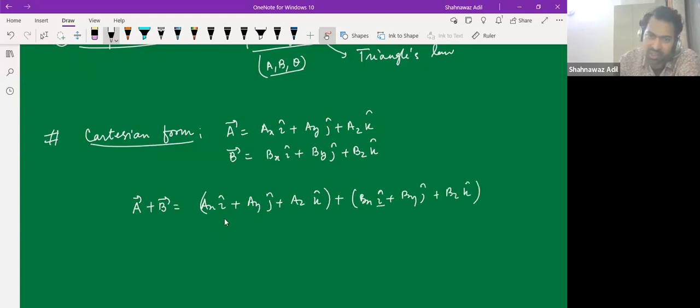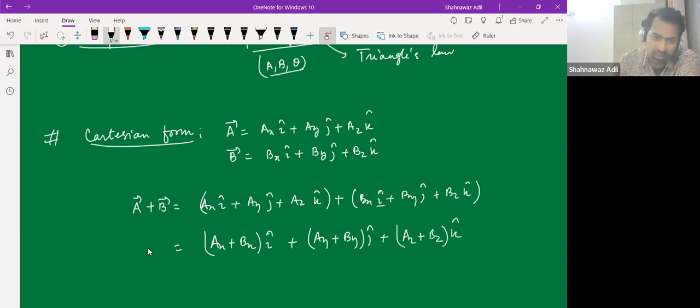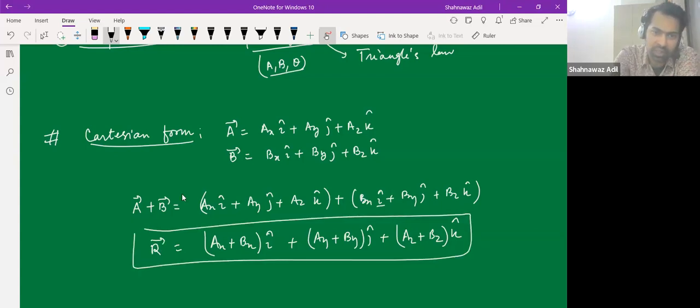So we see that this is i hat, this is i hat, so the i hat components will be summed together, the Y components would be summed together, and the Z components summed together. So this is the sum. Let's say the resultant is the sum. So this is the resultant in the Cartesian form, right?